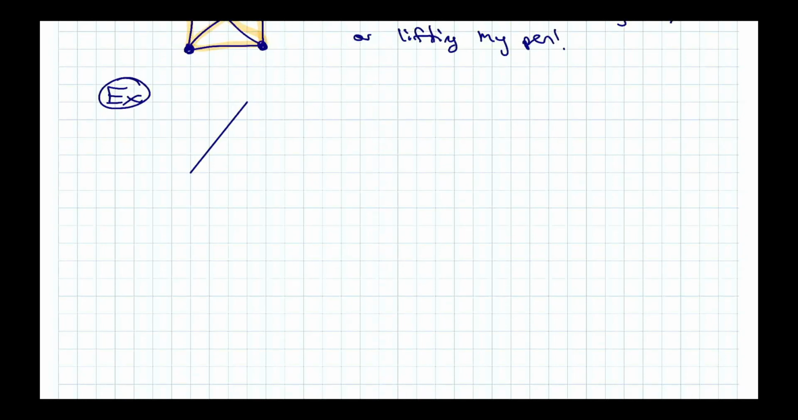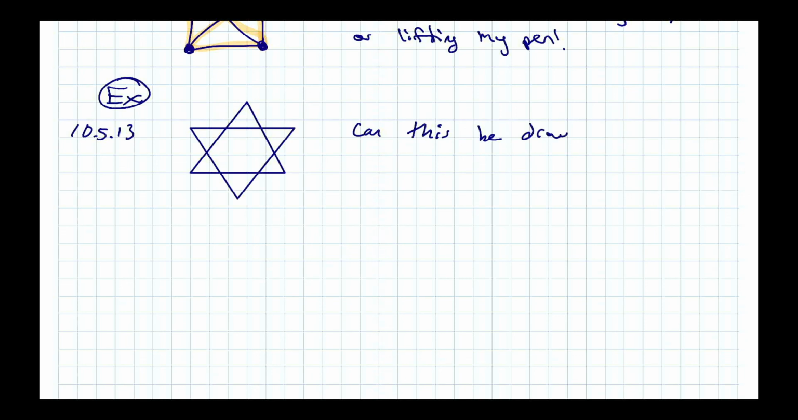Okay, I'm not going to draw it very well. So this is 10.5, number 13 in the book. And the actual question is, can this be drawn without retracing lines or lifting your pen?